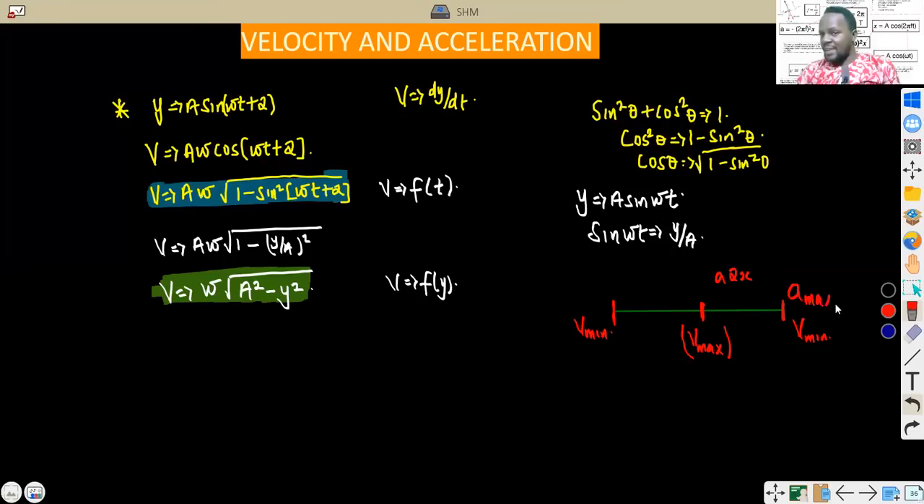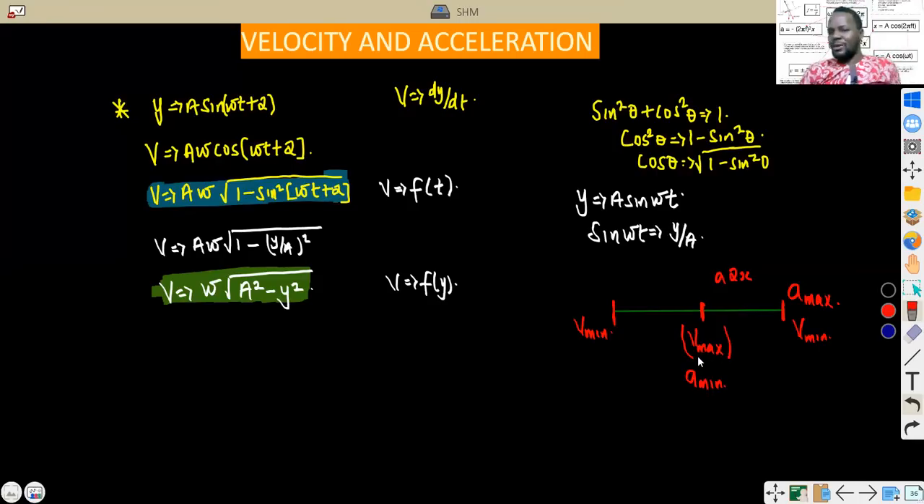Please, these are things most of you see in objective questions and you miss in multiple choice questions. You just need to be careful. Exam is not that tough. So when the body is at this position, acceleration is minimum. Velocity is maximum at mean position. Acceleration is minimum because the body is not accelerating at mean position.